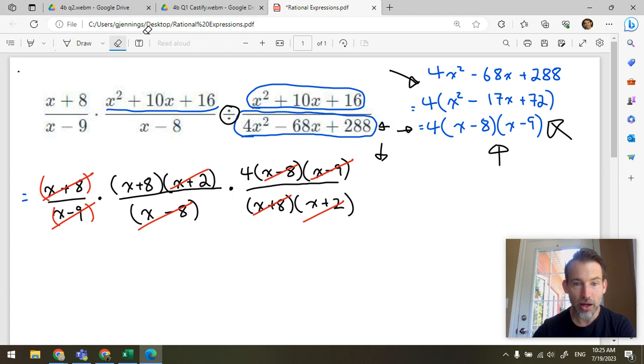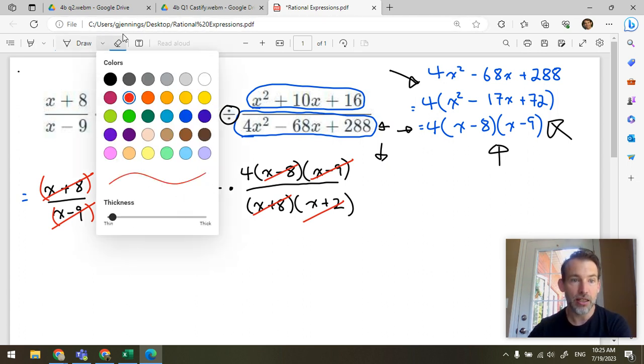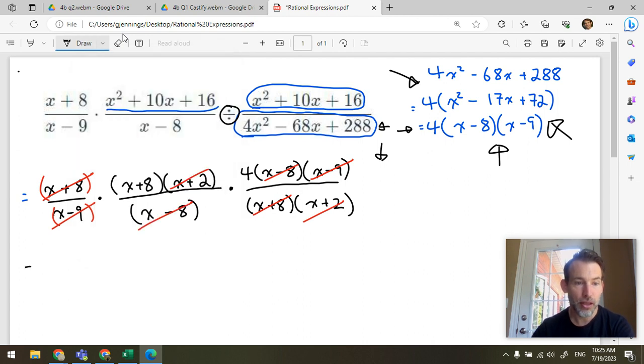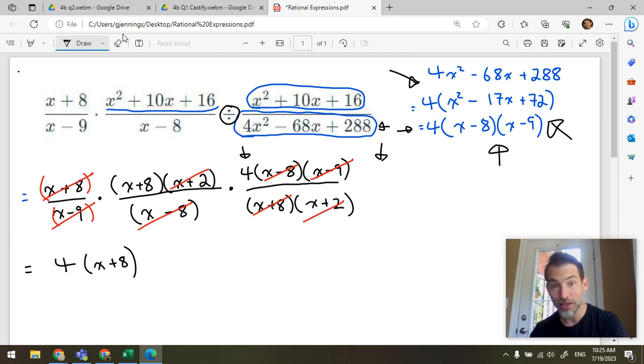Now I have all of my cancellations done, and this is equal to 4, because we have a 4 here, multiplied by x plus 8. So it simplifies to a line, actually. This is a very fancy way of writing a line. Imagine showing that to a grade 9 and saying, you're studying this right now. This is just a line. That would be scary. So anyway, 4x plus 8. But now let's list the restrictions.